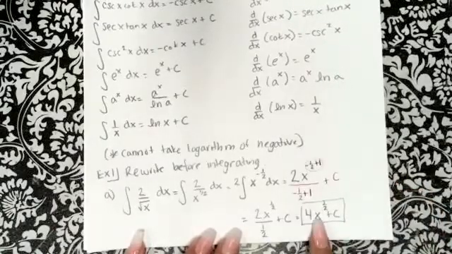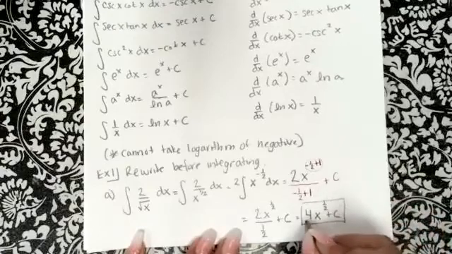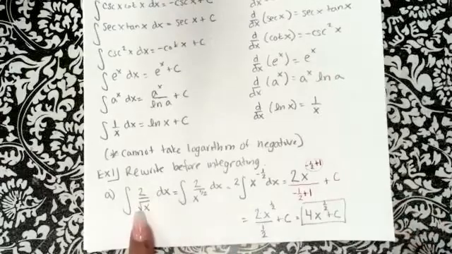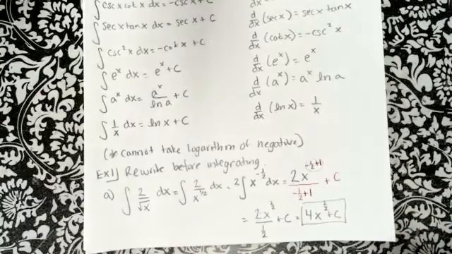Now, how can you check your answer? Go ahead and take the derivative. Bring the 1/2 down, so then 4 divided by a half, and then decrease the power. 1/2 minus 1 is going to be a negative a half, which gives you the square root of x in the denominator. So go ahead and check your answer.